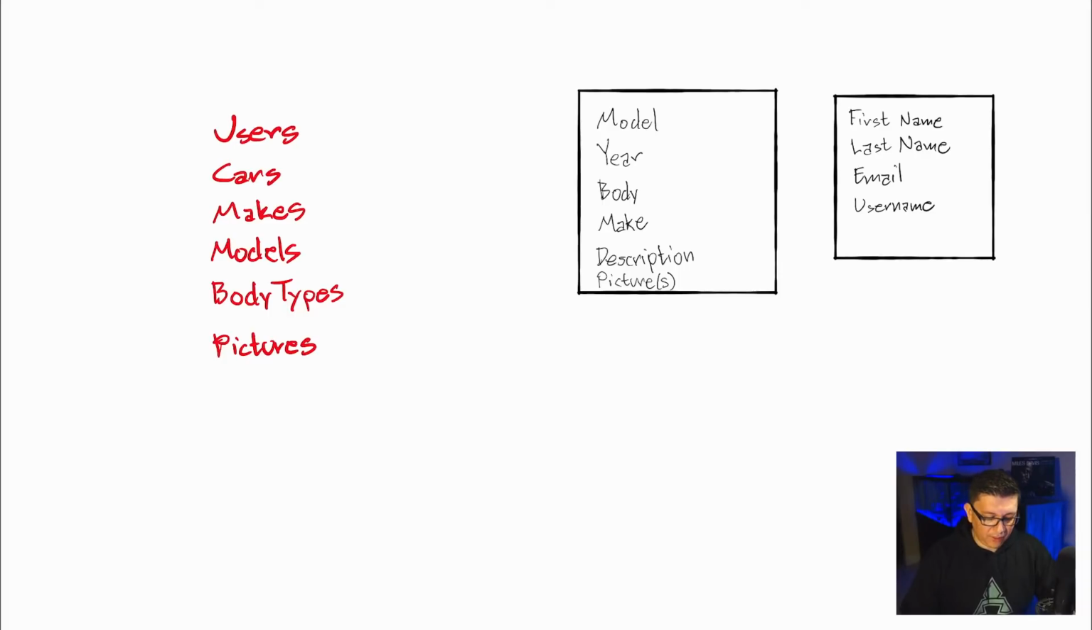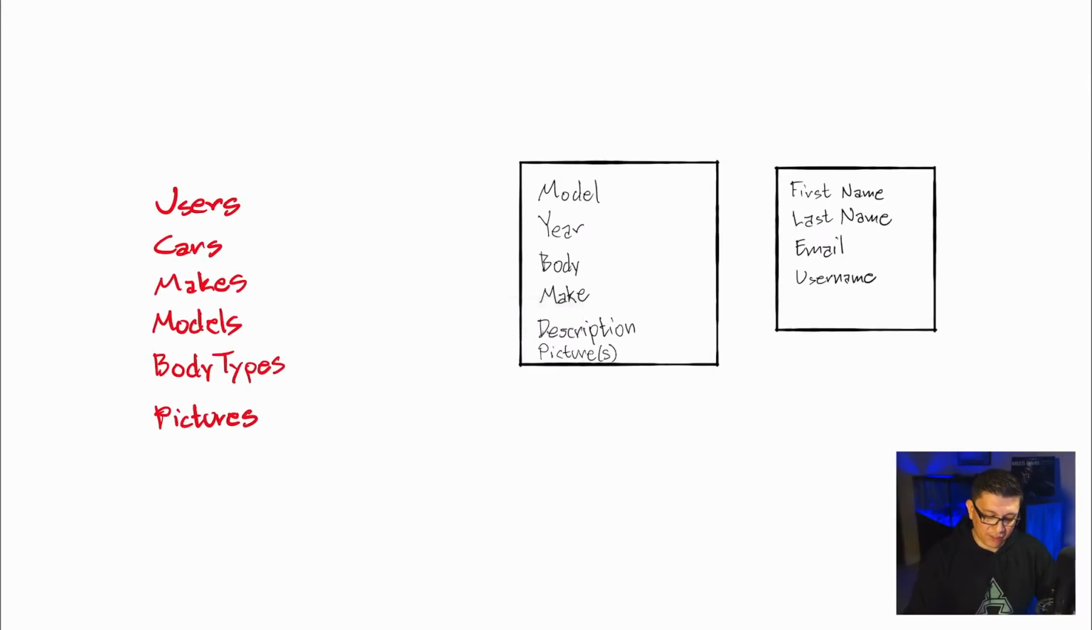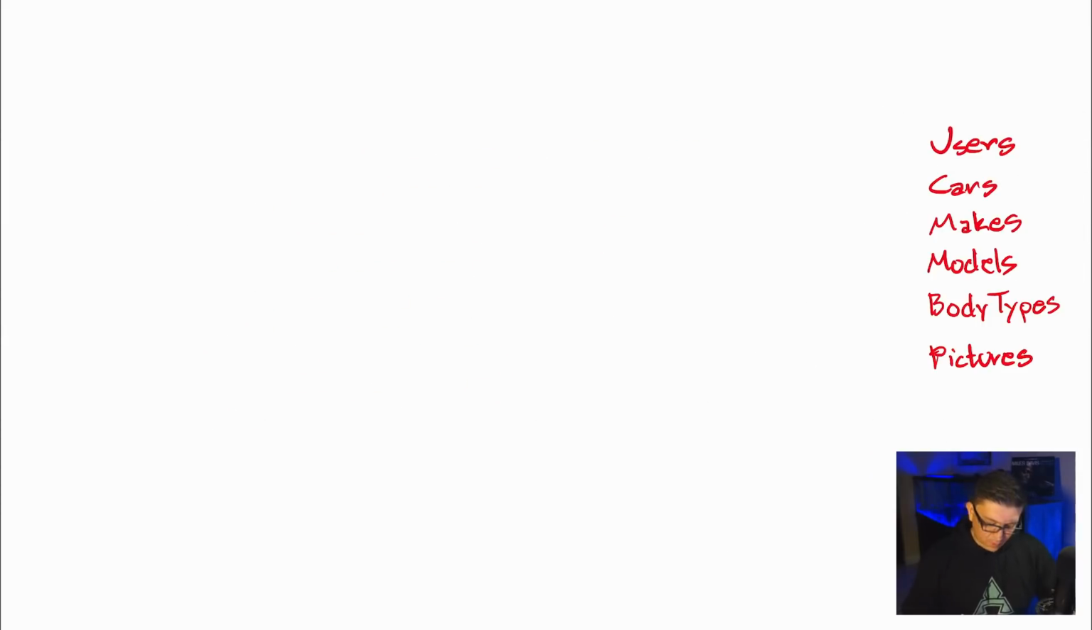But this is a pretty good point to start. So now we have identified 6 objects so far that will need tables created in the database. So let's go ahead and do that. We will have a users table, and it will look something like this.